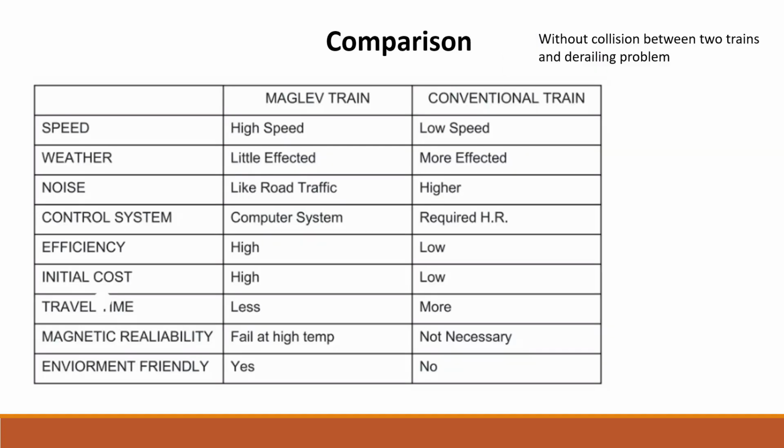Okay, and I have listed some comparison between the magnetic train and the conventional train, and obviously we can see that the cost of the magnetic train is higher for sure, but it is environmentally friendly and costs less energy and less noise, of course, and it has higher speed.